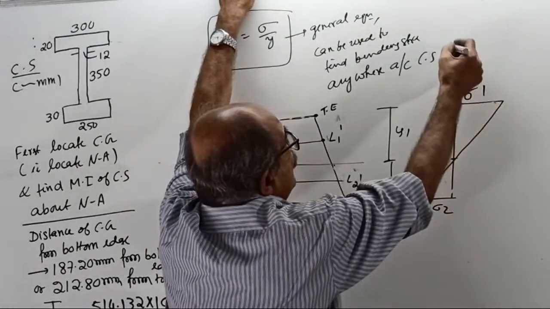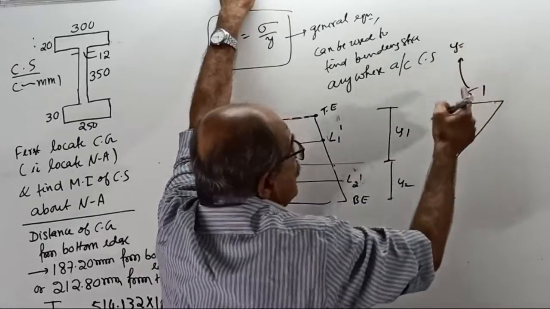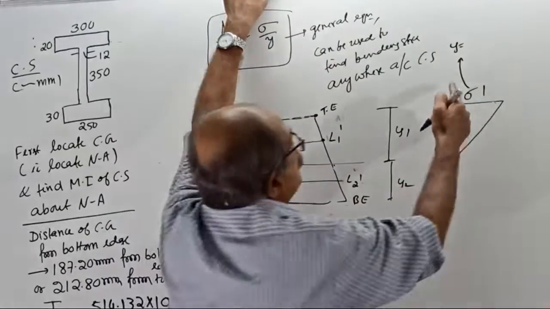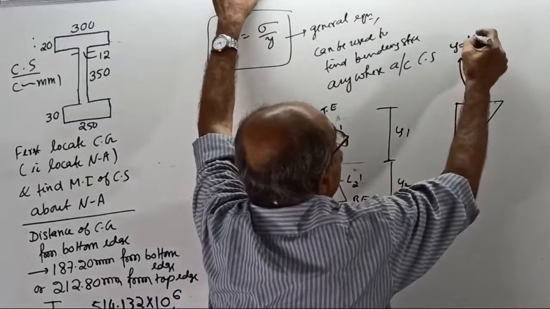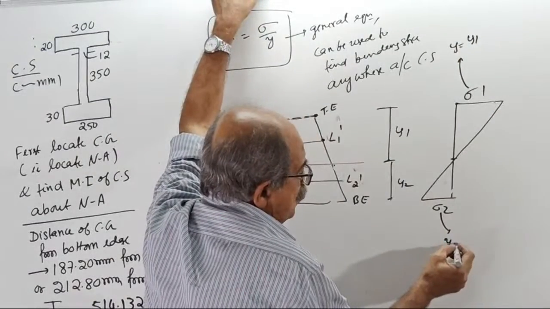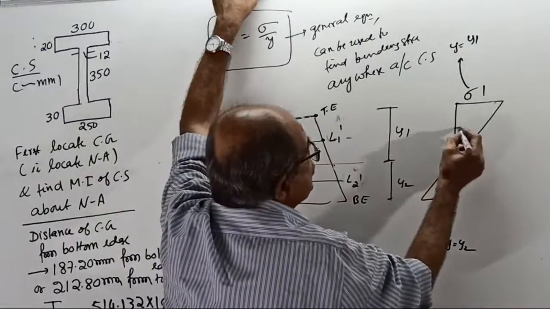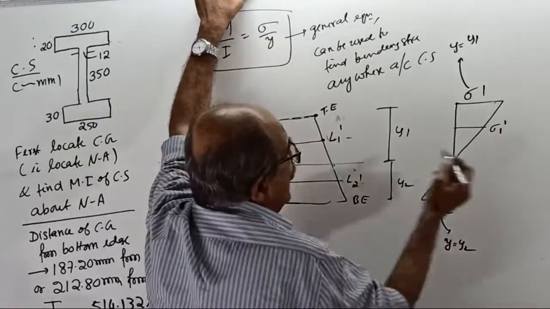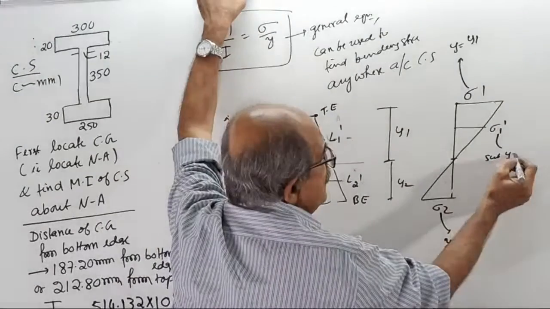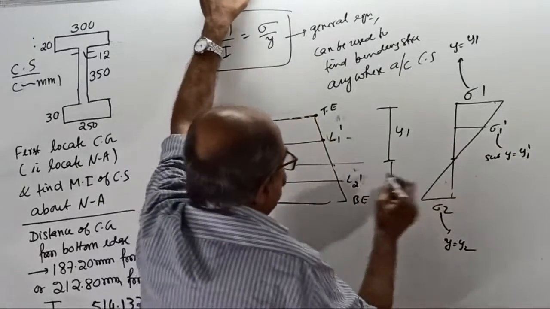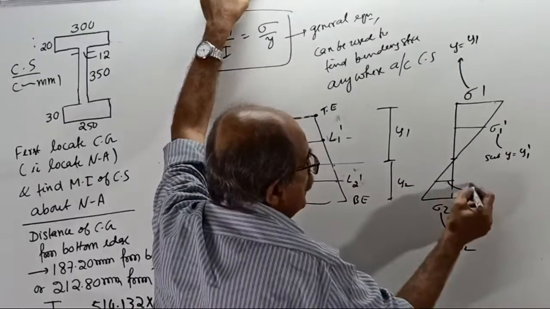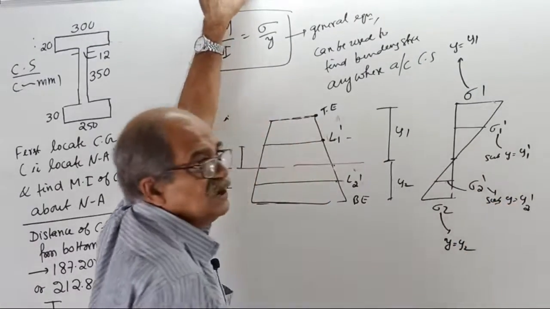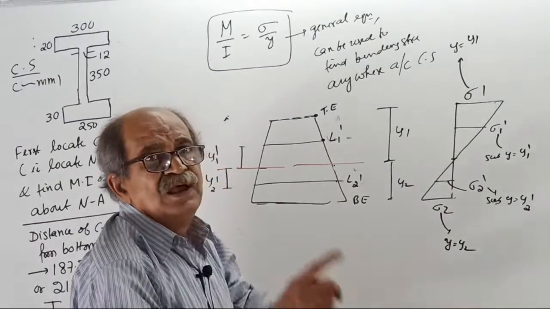To get sigma 1, you put y equal to, write it, not an arrow mark. You should write there when you make a fair copy. Right here: to get sigma 1, substitute y equal to y1. To get sigma 2, substitute y equal to y2. To get the stress at level 1 dash, sigma 1 dash, what you do? Substitute y equal to y1 dash. To get the stress somewhere here, sigma 2 dash, substitute y equal to y2 dash. You can do it that way, or you can do it right here.